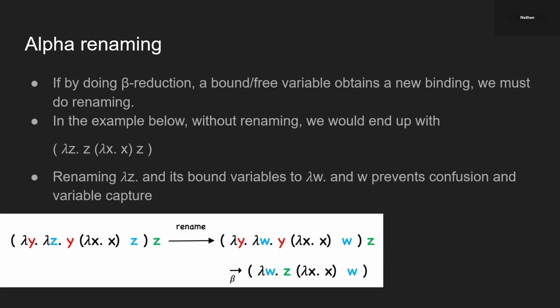So if, by doing a beta reduction, a bound or free variable obtains a new binding, you must do renaming, and this is pretty simple. Okay, I should give an example of what would happen if we don't rename. So if we had this expression right here and we didn't rename it, we would get this. And the issue with that is this z, which was free.